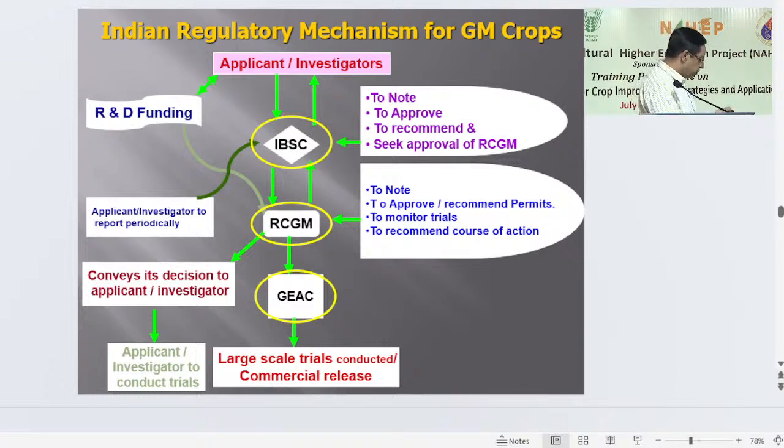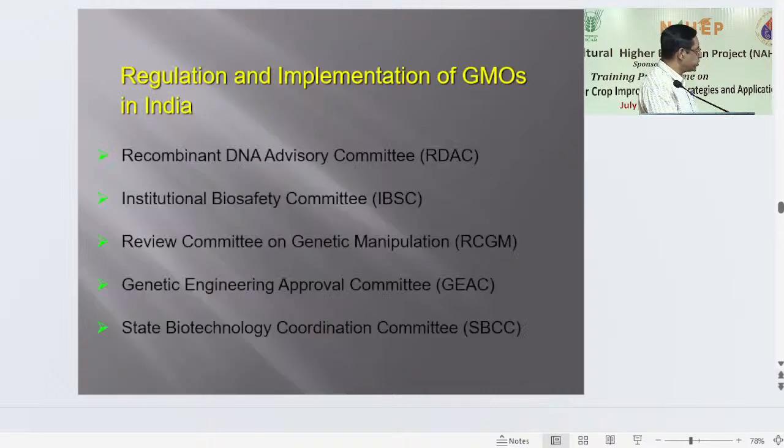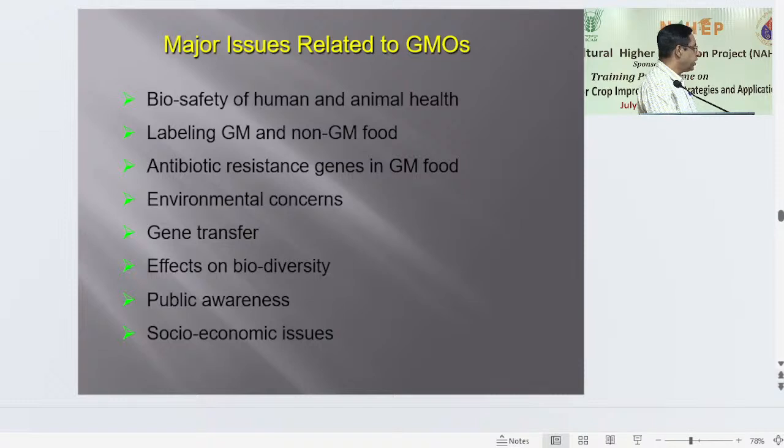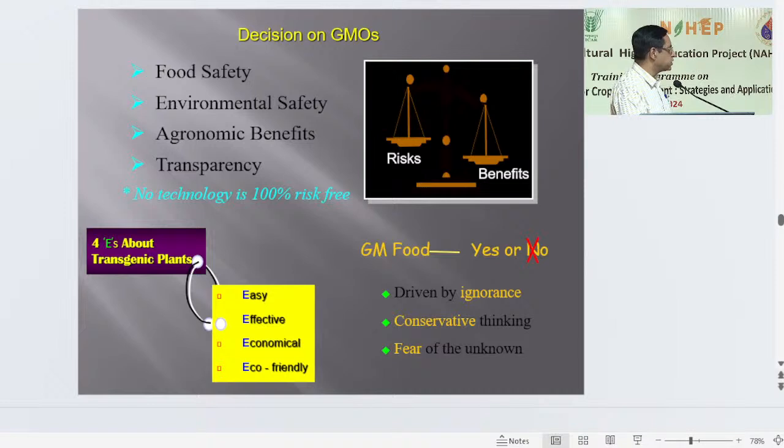Okay, so the major safety issues they comment upon: biosafety, labeling of GM versus non-GM, antibiotic resistance gene in GM food, environmental concern, gene transfer, effect on biodiversity, public awareness. Probably I would rate this as one of the major bottlenecks, and socio-economic issues. And the decision on GMOs, you think in terms of food safety, environmental safety, agronomic benefits, transparency. You have to basically do a SWOT analysis kind of thing. What are the risks? What are the benefits? If the benefits are more, go for it. And no technology is 100% risk-free. You just can't say anything.